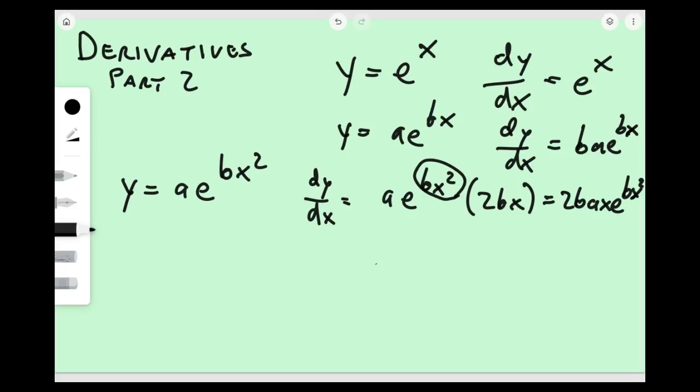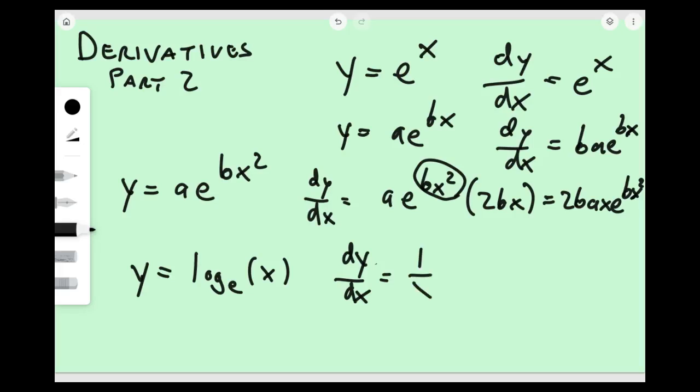One related function that comes up is the natural log. So if we have y equals log base e of x, then that derivative is actually dy dx equals 1 over x. And another way to write that that's often seen is ln x. And that's the same derivative.